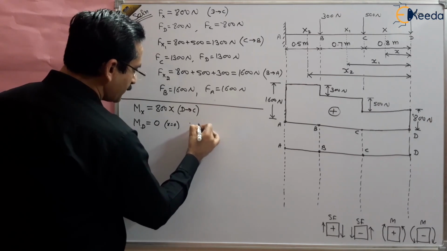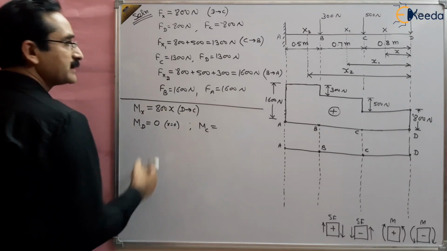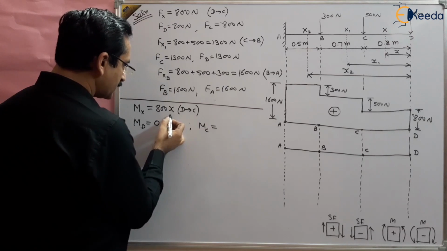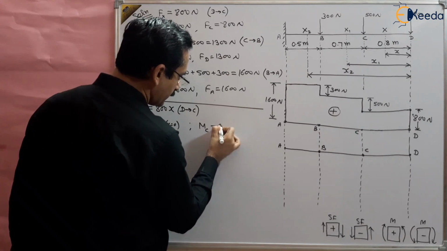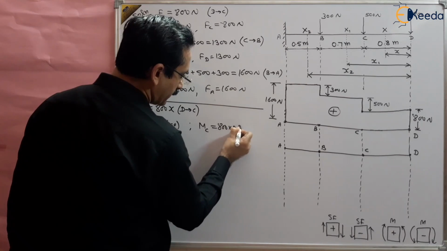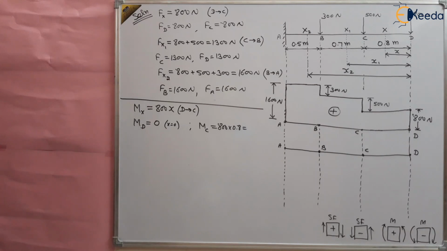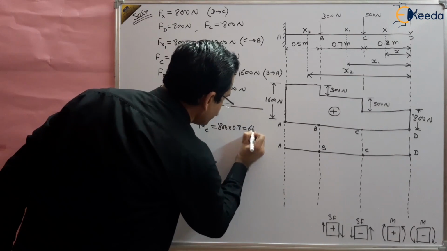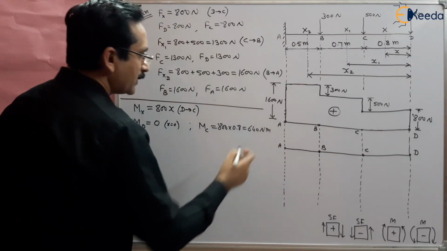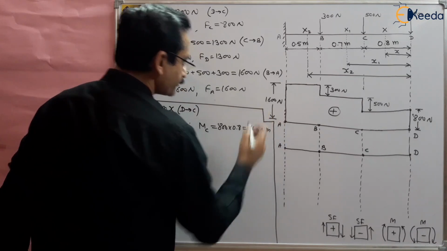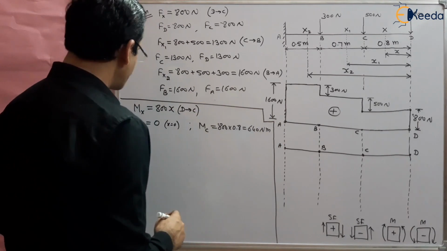You should remember that x is 0 here. And what is the bending moment at C? At C, x is 0.8. So put the value 0.8 here. So MC will be equal to 800 multiplied by 0.8, because the value of x is 0.8 here, right? So you will be getting the value. What is the value of the moment at this point? This is 640 Newton meter, right? This is the value at C point, 640 Newton meter.